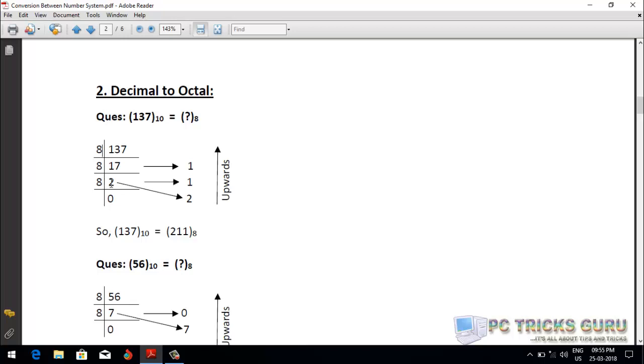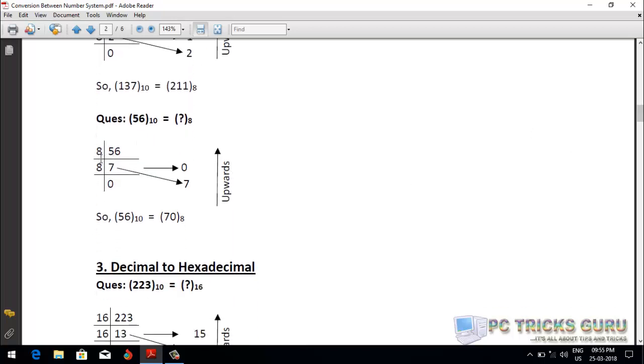Now 2 cannot be divided by 8 further, so we write 0 as the quotient, and this 2 is taken as the final remainder for this calculation. Now again, move upwards: 2, 1, 1. So the octal equivalent for the decimal number 137 is 211 base 8. One more example is here for you. You can have a look at this, and it's easy to understand, so I'm not going to repeat it.